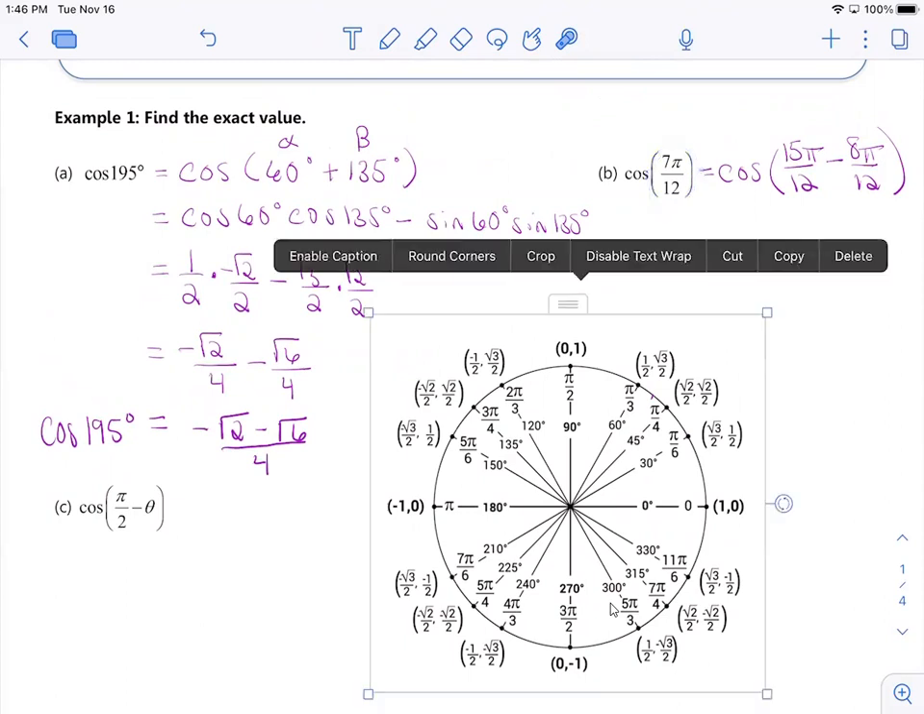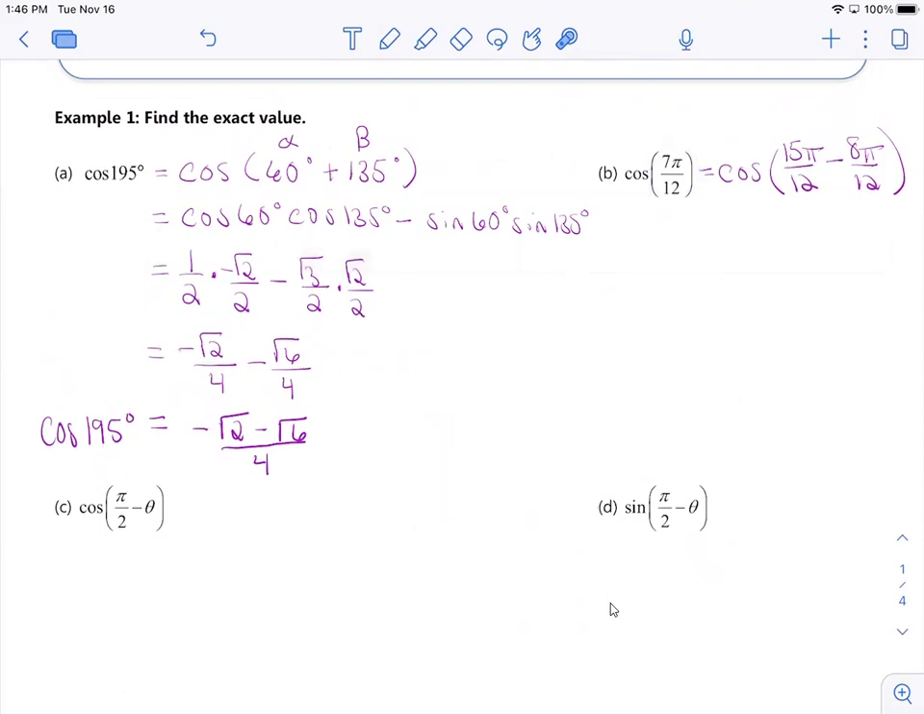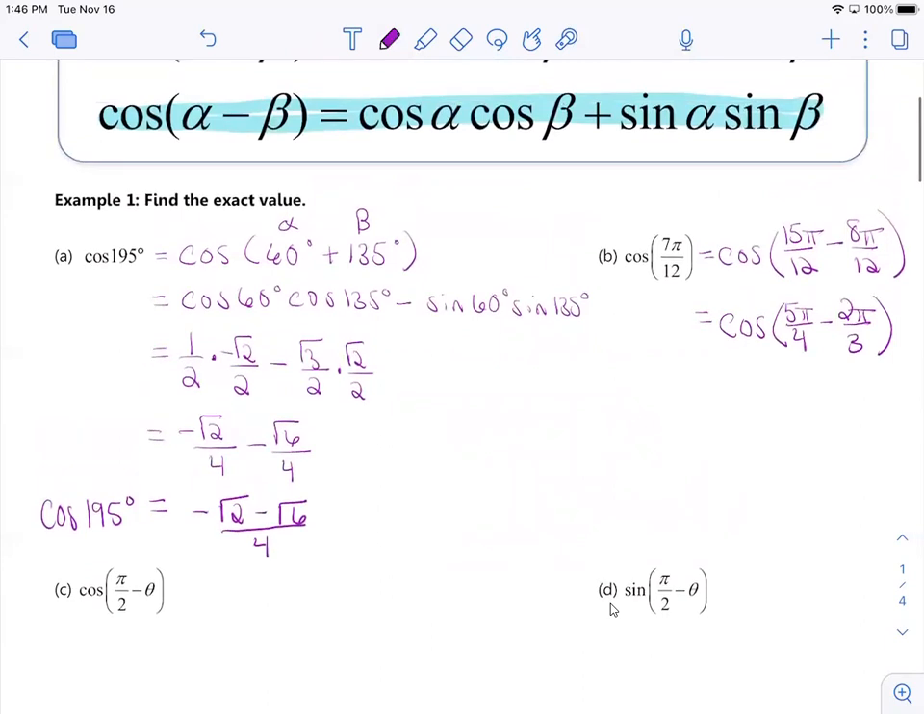But now we're going to reduce those fractions. 15 pi over 12 reduces to 5 pi over 4, and 8 pi over 12 reduces to 2 pi over 3. And those two things are on my unit circle. I'm always going to refer to the identity. I'm never going to try to memorize it. I have it in my reference sheet.